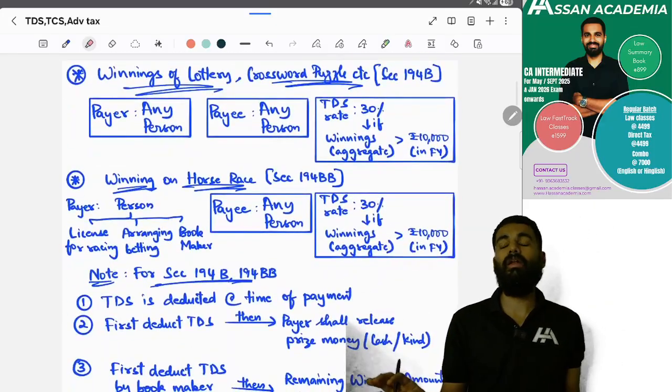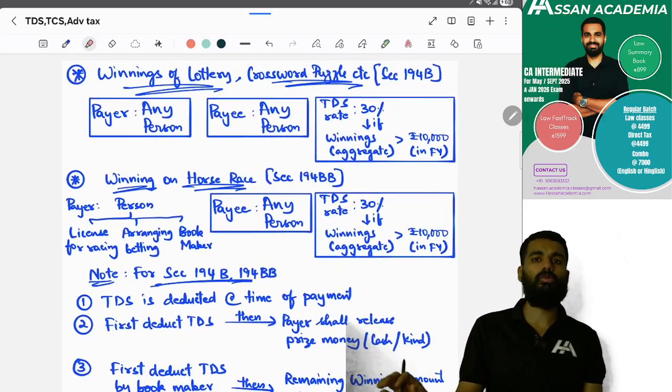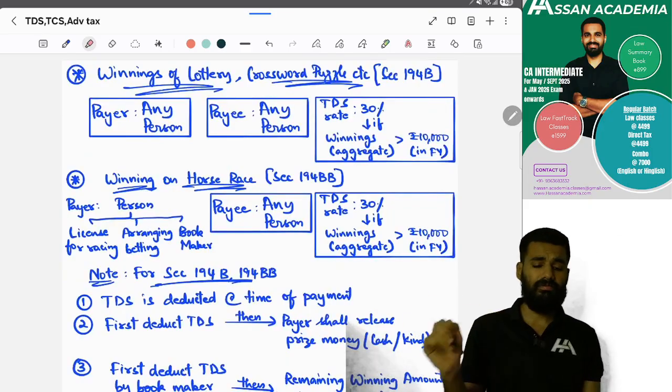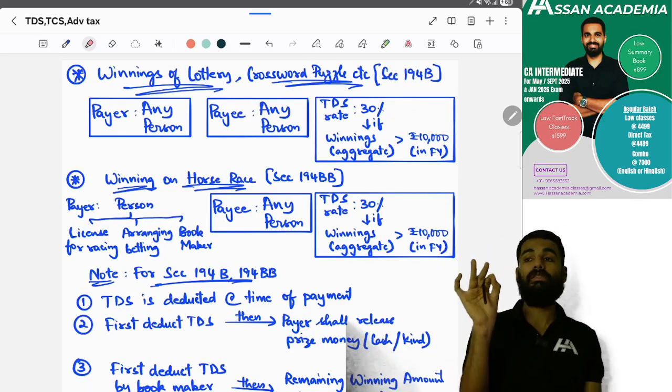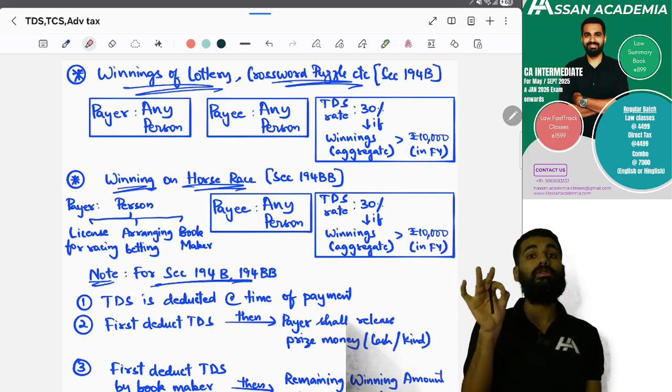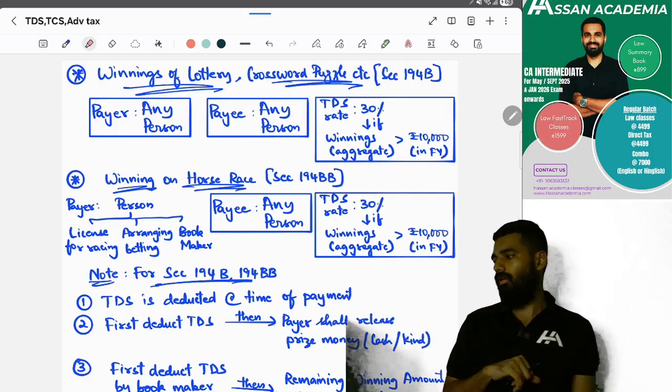Section 194B, winnings on lottery, crossword puzzle, and any kind of winnings. If any person is making a payment to any person, TDS of 30% will be deducted if the winning amount is more than 10,000 rupees in a financial year.